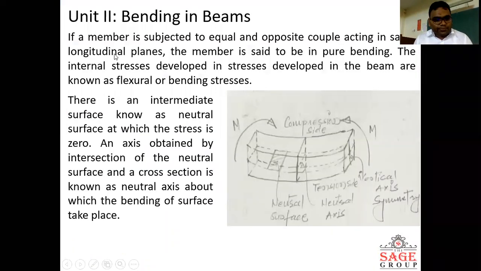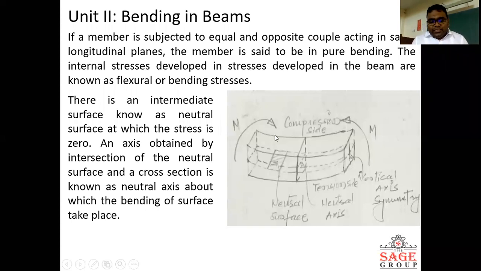Coming to the topic of the subject: what is bending? If a member is subjected to equal and opposite couples, this is one couple, this is another couple, acting in the same longitudinal plane, which is the plane along the length of the beam, the member is said to be in pure bending. The internal stresses developed in the beam are known as flexural or bending stress.